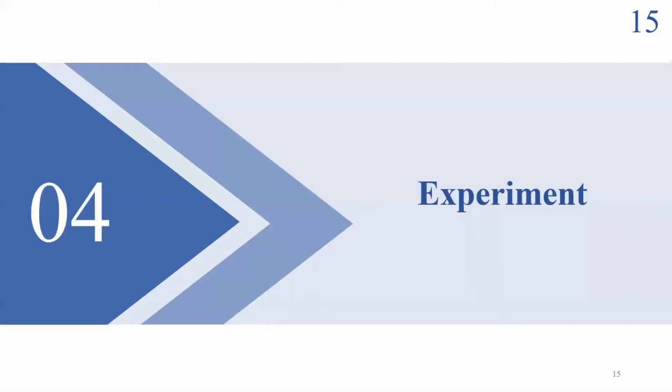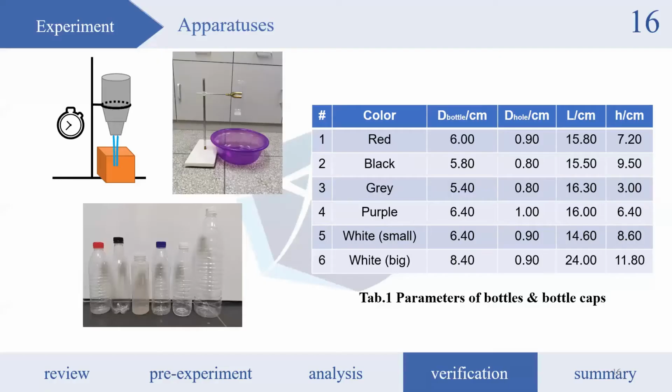Okay, and this is the fourth part, experiment. On the left is the diagram of the experimental apparatuses and the bottles used, and on the right are the corresponding parameters of the bottles.